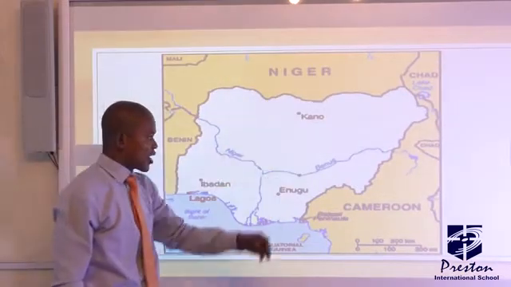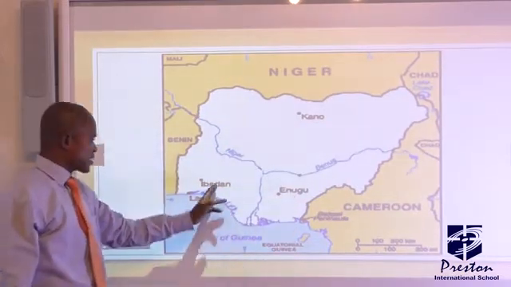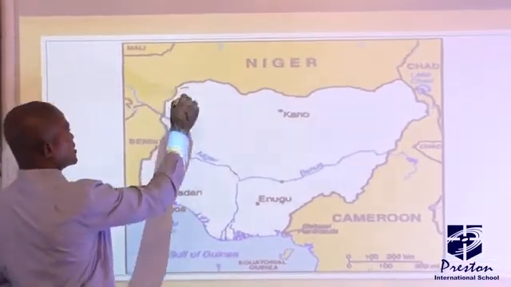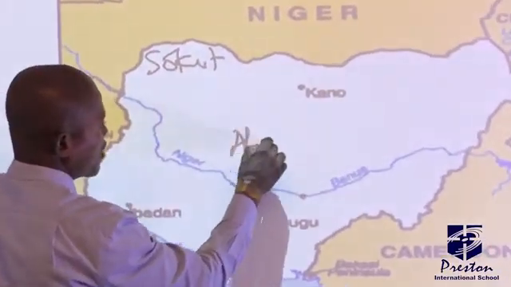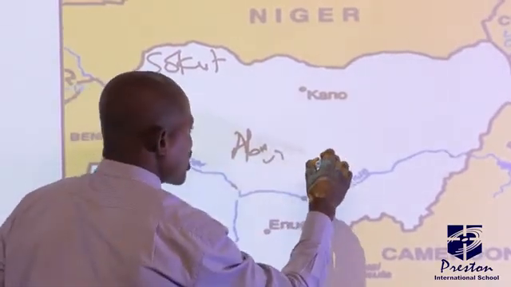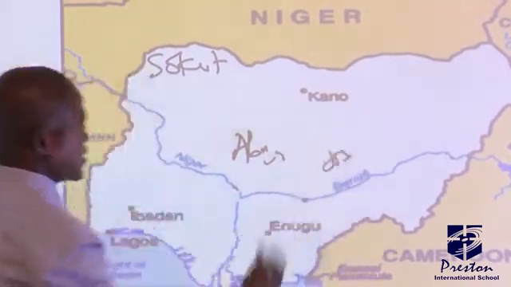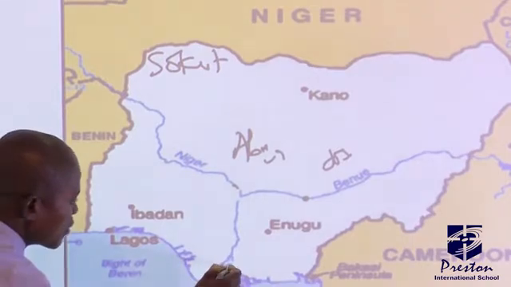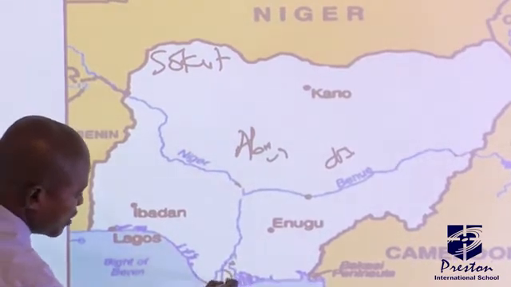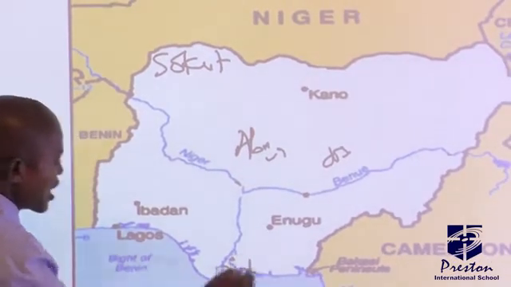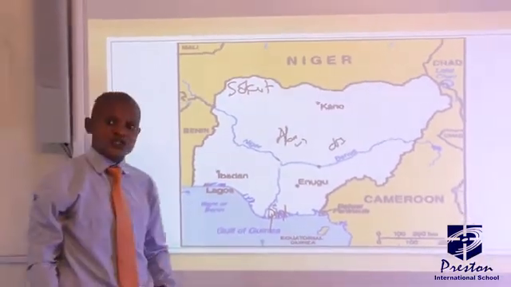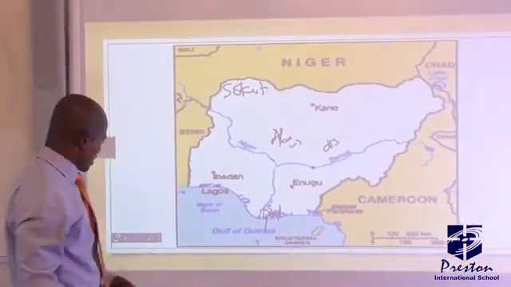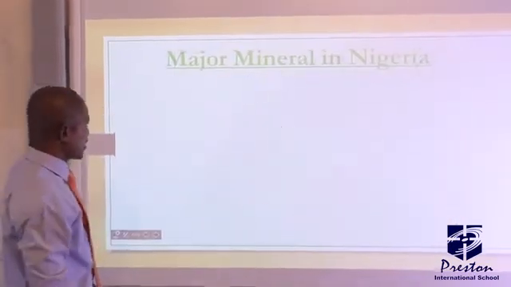You can see Kano here, you can see Enugu here, you can see Ibadan, Lagos. Now, Sokoto is here. Yes, you can talk of Abuja here. You can talk of Jos Plateau, Jos, in this place here. You can see Port Harcourt here. Yes, and many other places like that. Please take note. These are some of the major places you must know where they are. Take note of that.